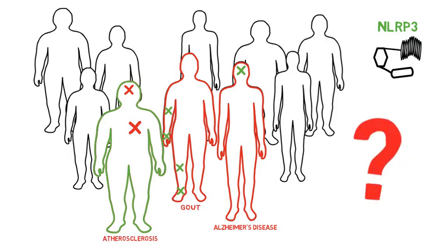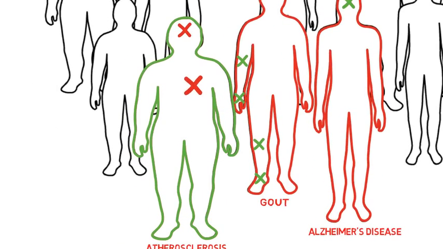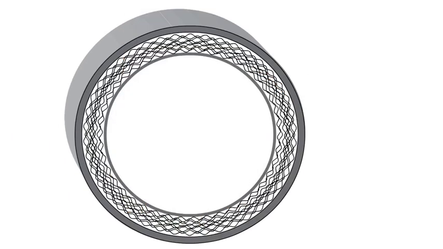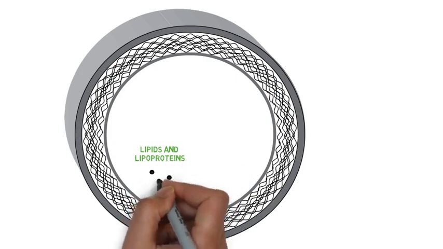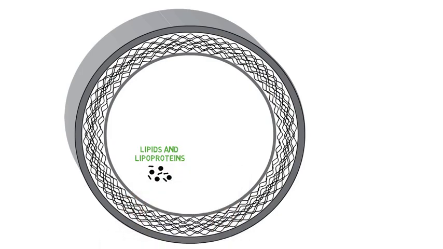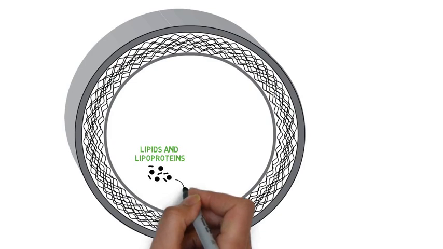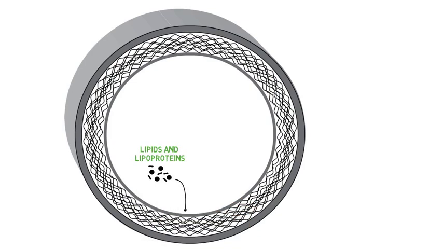But how does NLRP3 get activated? What happens in the tissues? To give an example, let's look closer at the person suffering from atherosclerosis. Here you can see what a blood vessel of a healthy person usually looks like. However, during atherosclerosis development, lipid-carrying lipoproteins and lipids like cholesterol, which are taken up by consumption of fatty meals, accumulate in the blood vessels of the body.